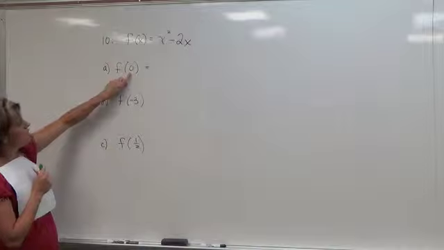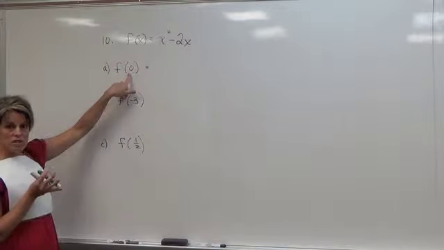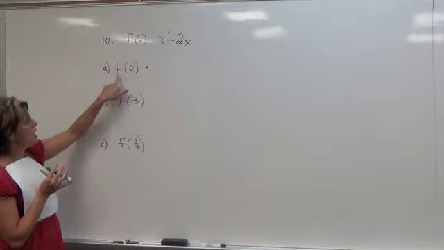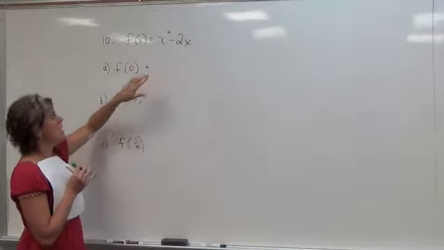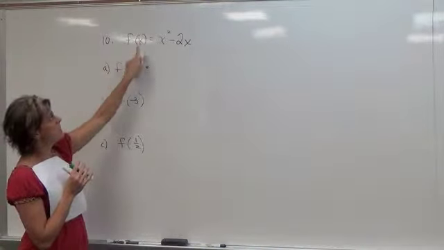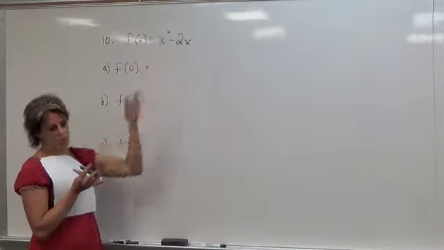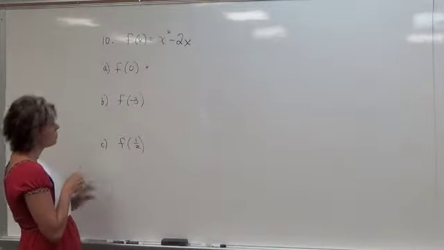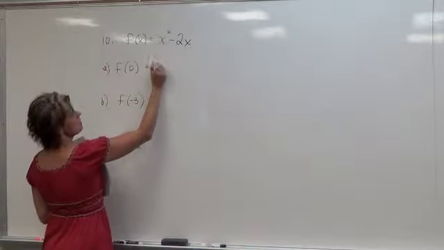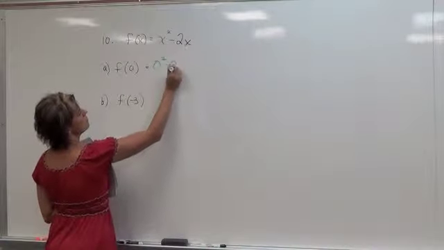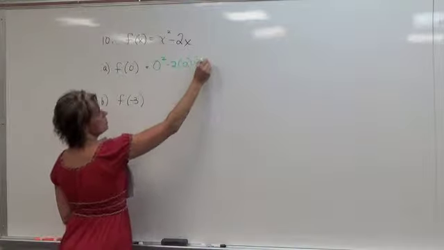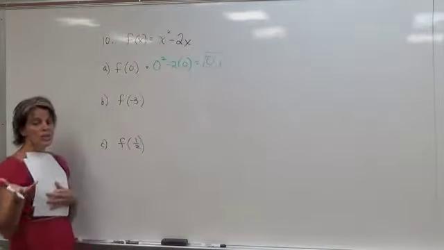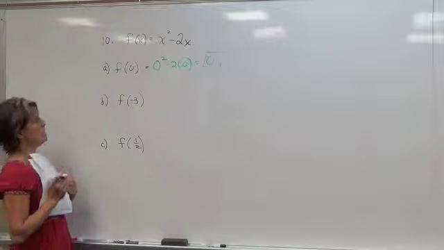But here, notice instead of having an x, I've replaced it with a 0. They're wanting you to find f of 0. So they're wanting you to take this rule, this function, and wherever you see the x, you're going to plug in 0. So pretty straightforward. So here where I see an x, I'm going to plug in a 0. So you can see real quick here, I'm going to get 0 minus 0 is 0. So your answer here is 0.